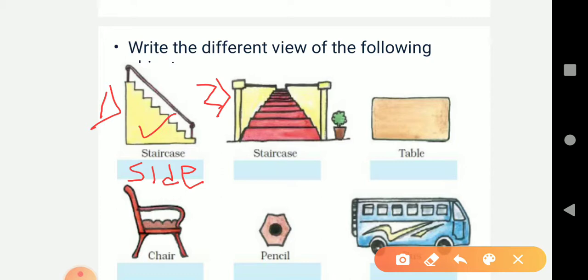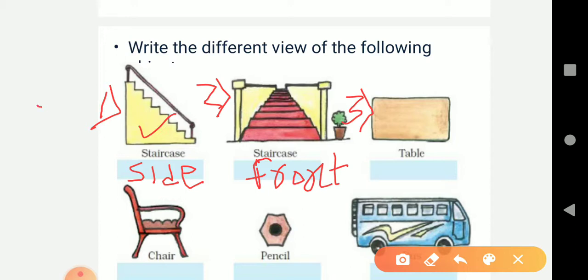Okay, when we stand in front of the second picture, we see this type of picture. So tell me, which view is this? Yes, very good. This is the front view of a staircase. Okay, so we write front for it. Then this is the third number. It is the picture of table.